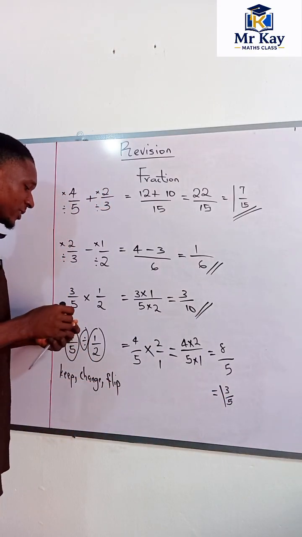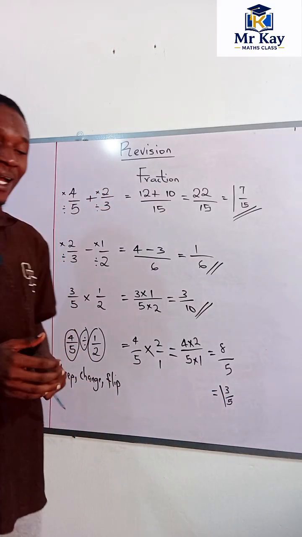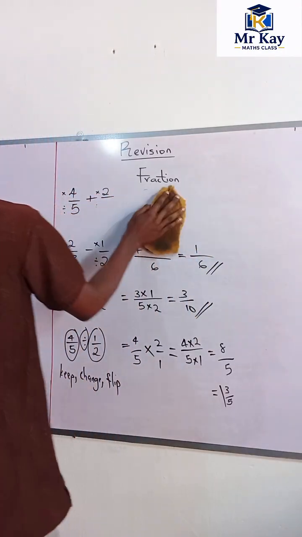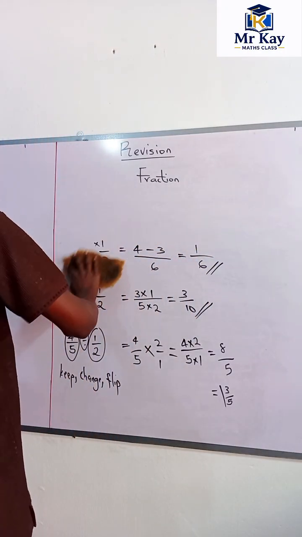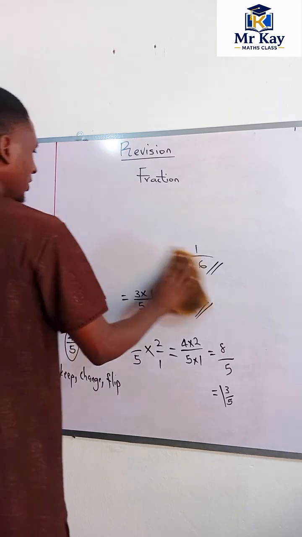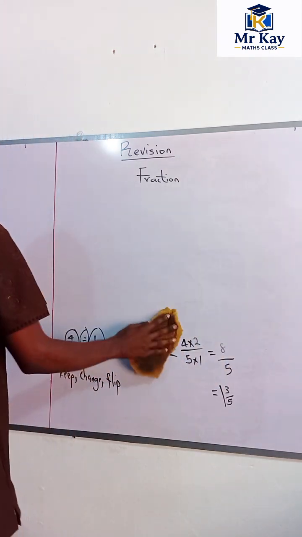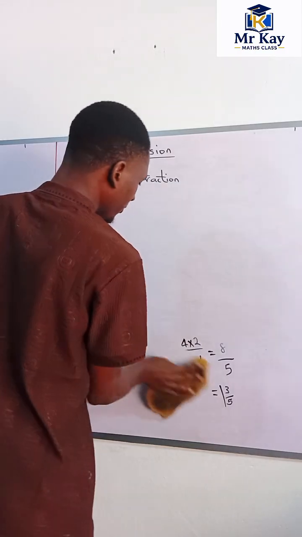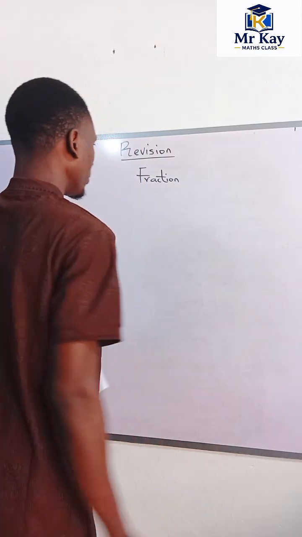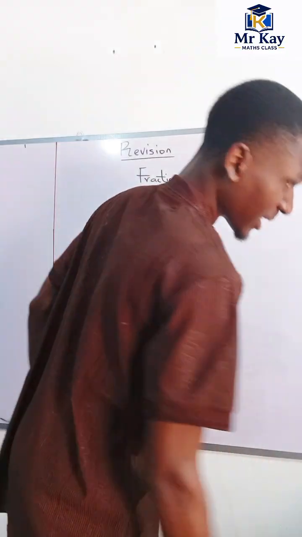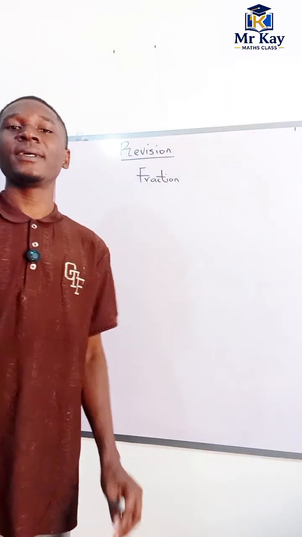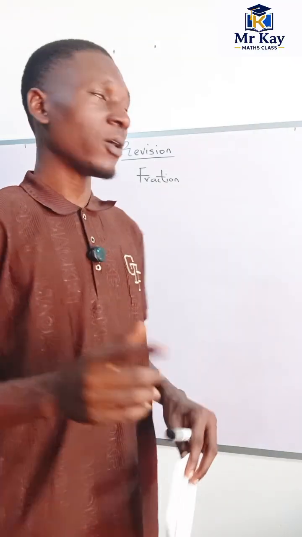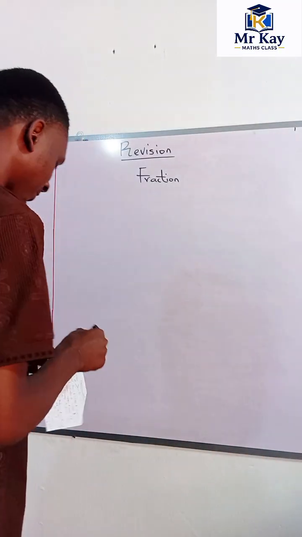So this is how you do addition, subtraction, multiplication, and division. The next thing I'm going to need you to learn is approximation and standard form. In approximation, you write a number close to its original number so that it can be easily used, while in standard form, you write a number as a power of 10.